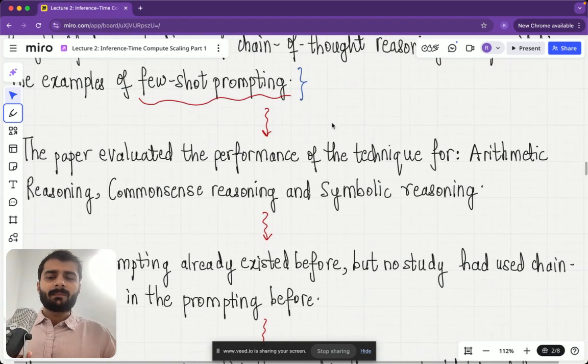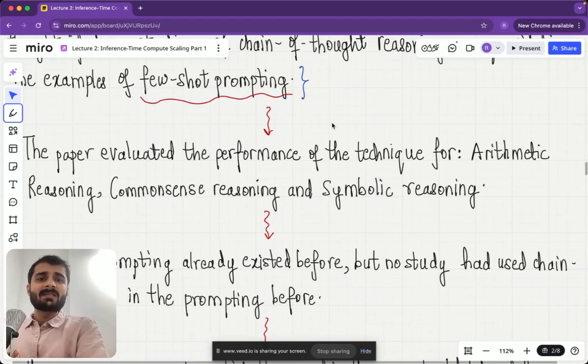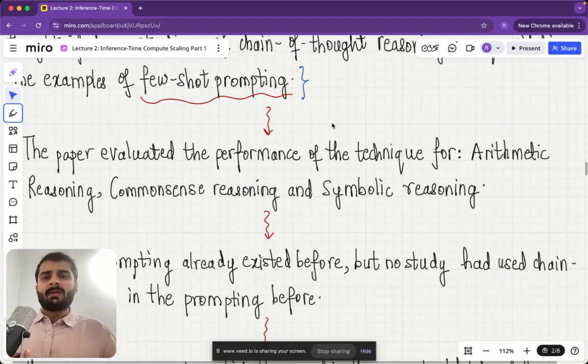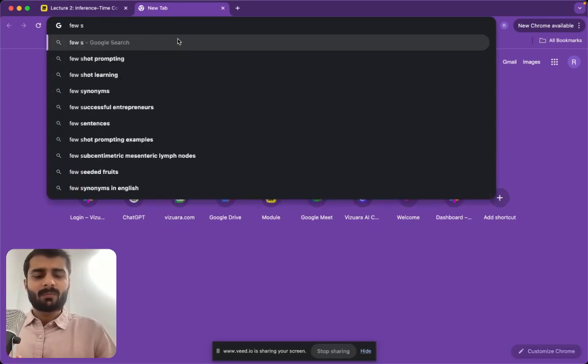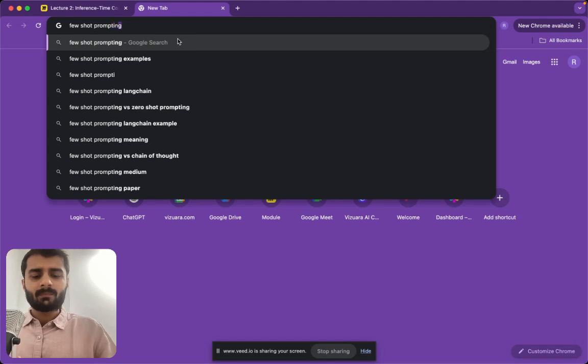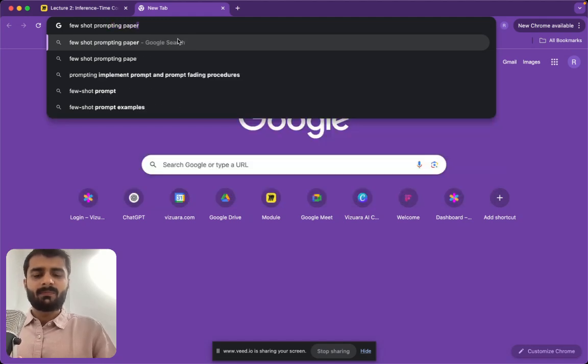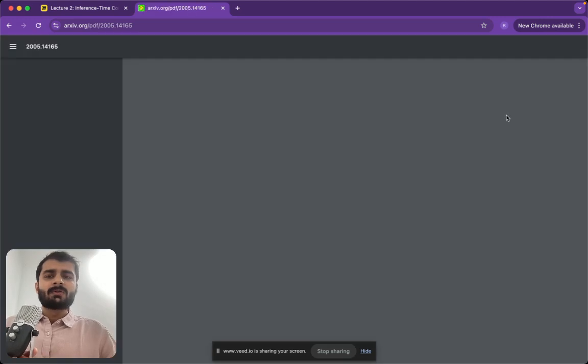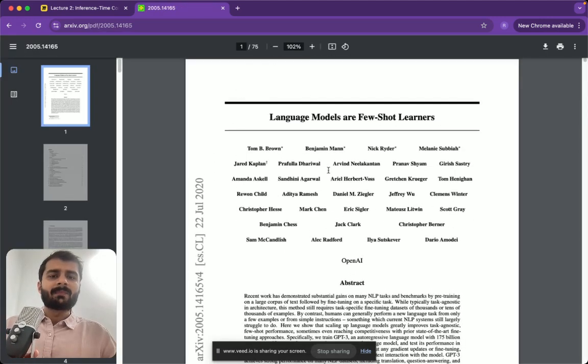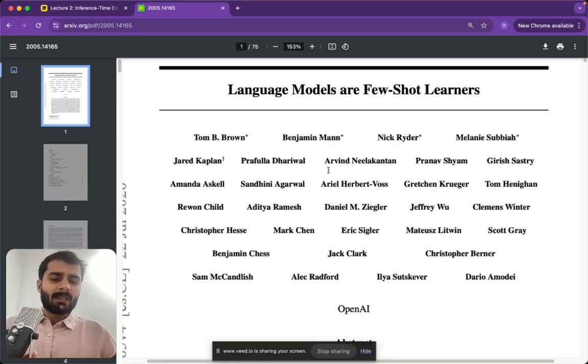Okay, so few shot prompting, remember, had already existed before. People were already providing input output examples in the prompt. That paper came out in the year 2020 actually, where few shot prompting was released. So let's look at that paper, the few shot prompting foundational paper. This is the paper which I am talking about. This paper came out in 2020, and there they introduced a few shot prompting technique.